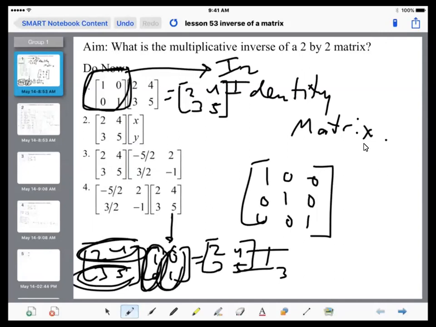Now, number 2's got the x and y in there. What are the dimensions of the product? And what do you get? What is the product?